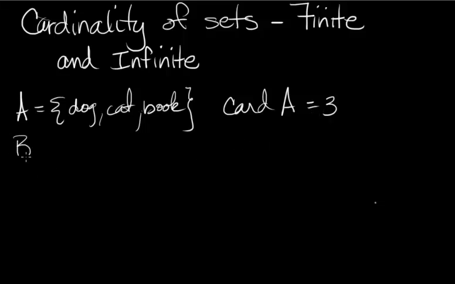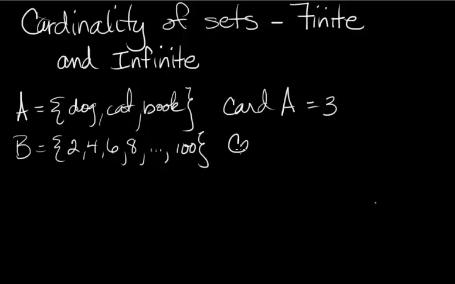Or if B is the set of even numbers, 2, 4, 6, 8, up to and including 100, we would say that the cardinality of B is the number of elements in the set. Well, 1 through 100 would be 100 numbers, but this set has half of them in there, right? Just the evens. So the cardinality of B is 50.